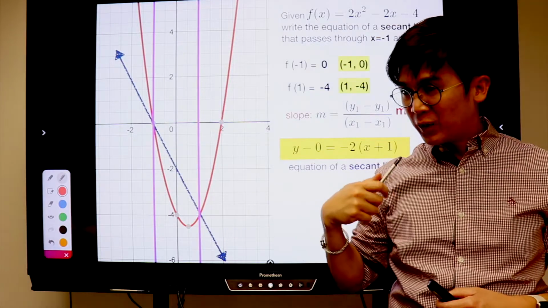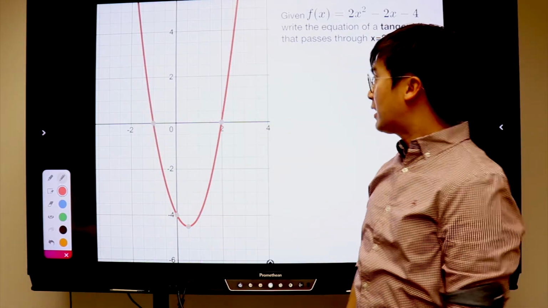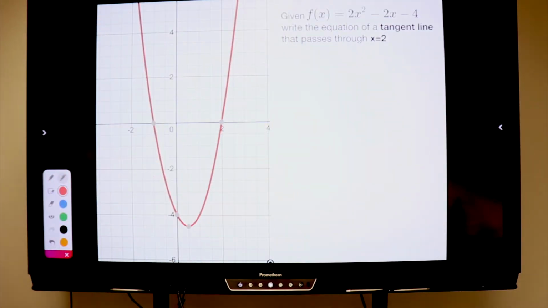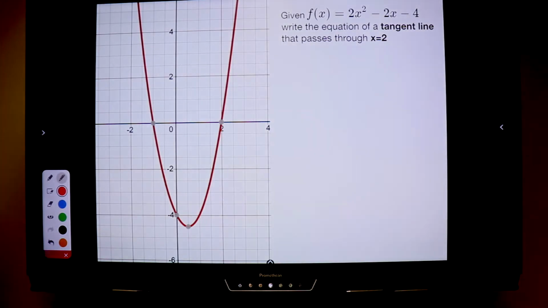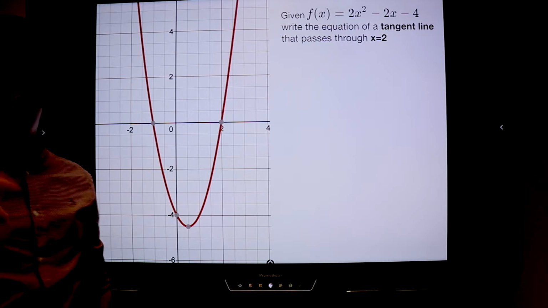The two examples that we did are both an algebra and geometry problem. Now look at this problem. Tell me what's the difference between this problem and the other two. One, it's a tangent line, and what else? It only gives one x. You're only given one x value.